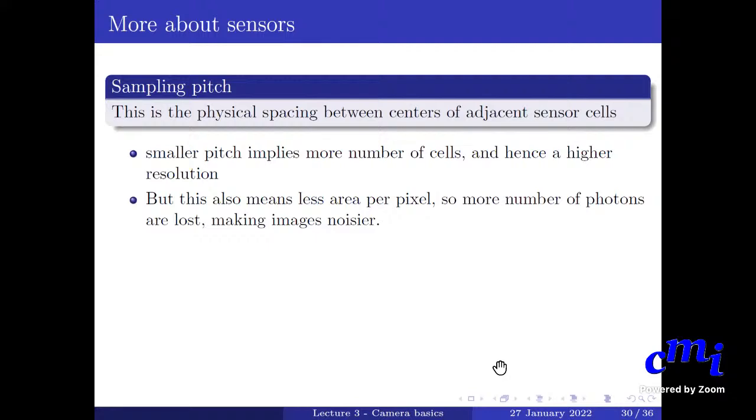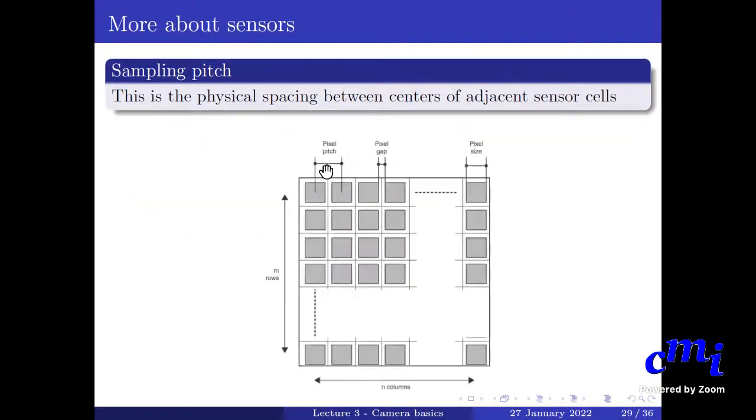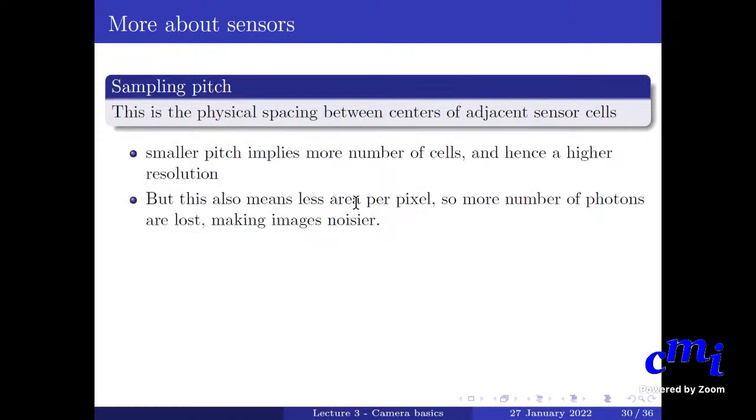Of course, smaller pitch will imply more number of cells, correct? If you decide to have smaller pitch, which means you decide to close in this gap, or you decide to increase the pixel size, in either of these cases the pitch will be smaller, which means there will be more number of cells. So the resolution will be higher. This is what it means by resolution.